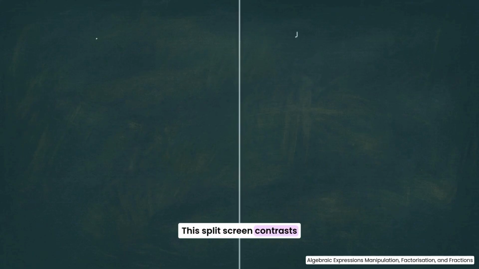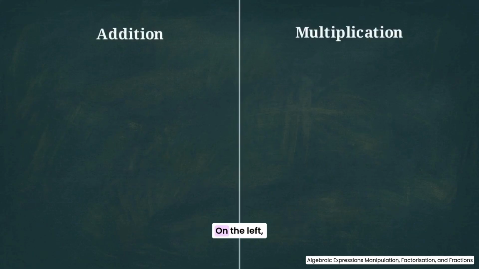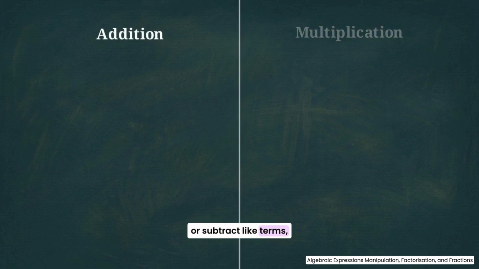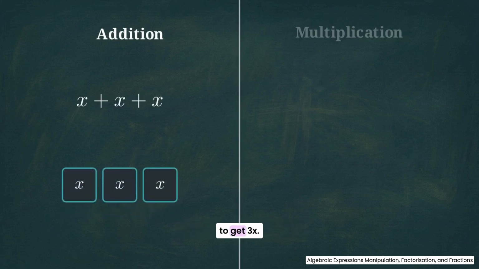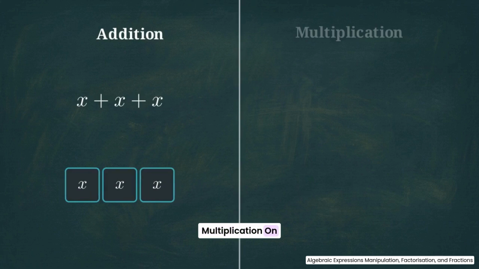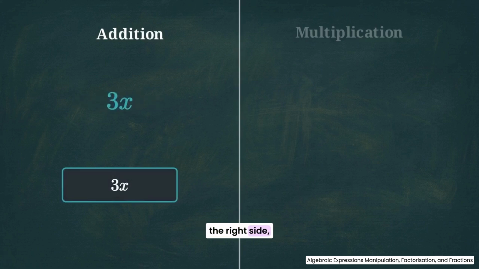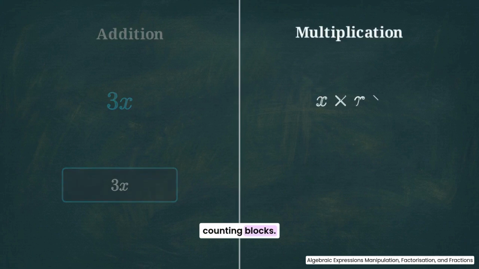This split screen contrasts addition and multiplication. On the left, we are adding. You can only add or subtract like terms with the exact same combination of letters. If you have 3 separate x blocks, you merge them together to get 3x. Multiplication works differently. On the right side, when we multiply x by x by x, we are no longer counting blocks. We can multiply any variables together, and they compress into a power. This gives us x cubed.